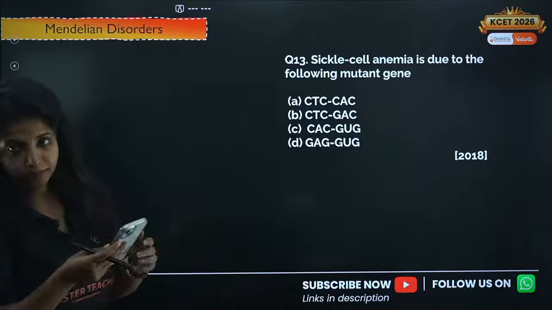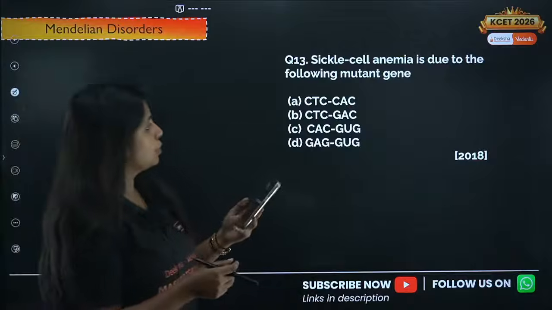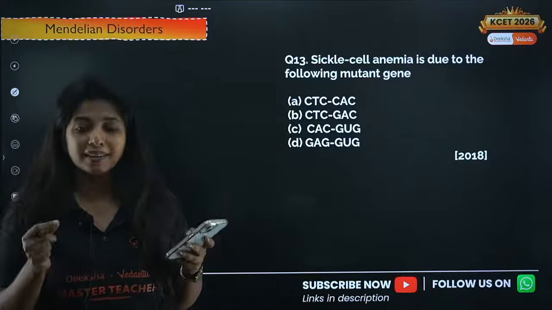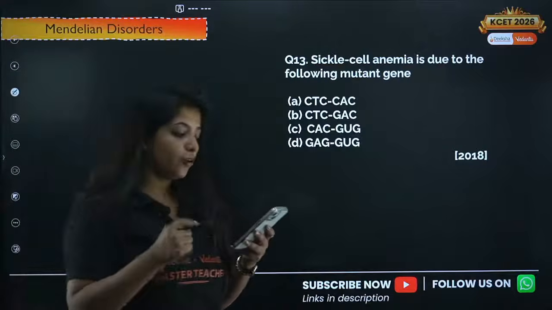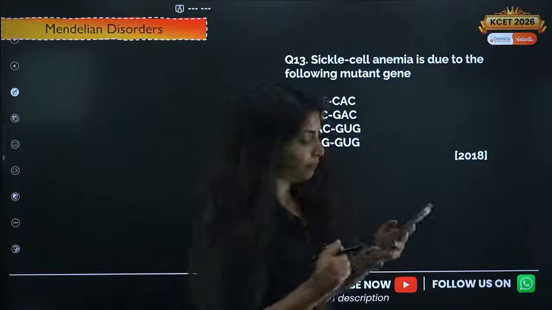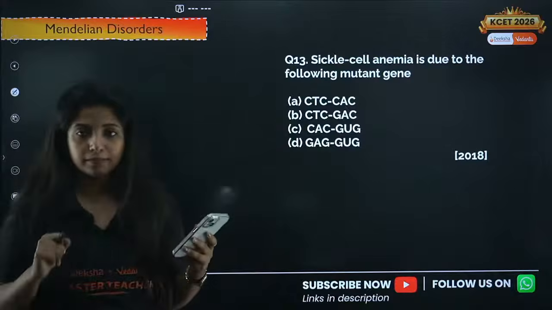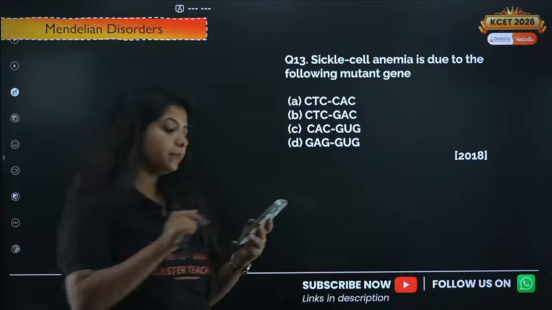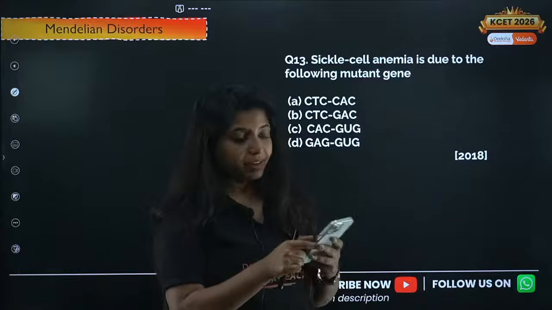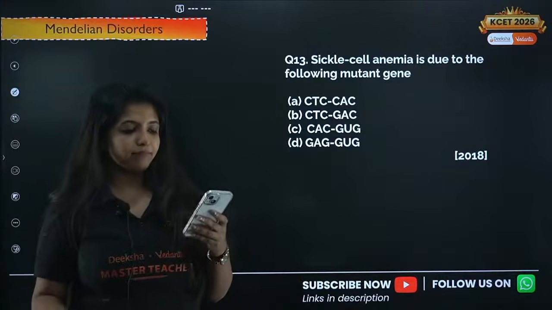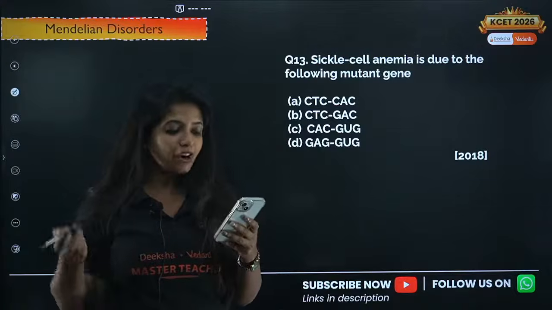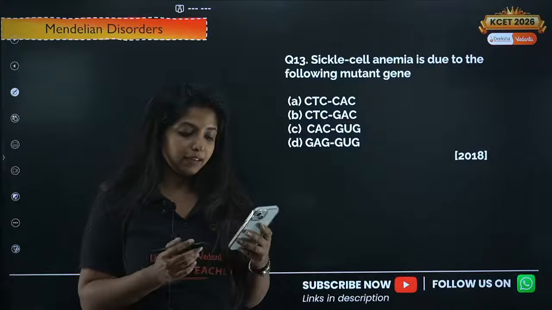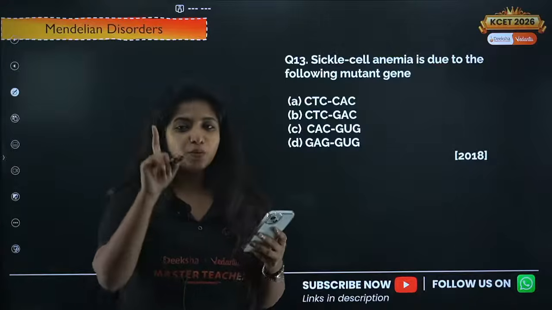Mendelian disorder. Sickle cell anemia is due to the following mutant gene. Which gene is responsible for sickle cell anemia? That is the question. Now this question can have 2 answers according to me, but since in your NCERT you are talking about RNA and not the DNA, your answers can be concluded to 1 as well.